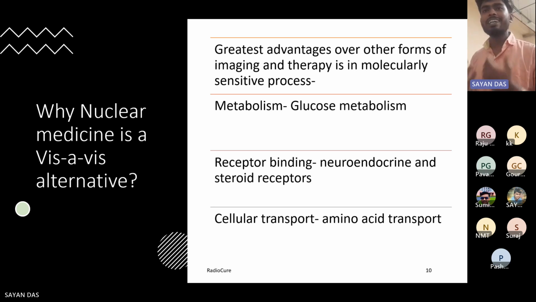Whenever we are taking a normal, anatomical image, then CT or MRI is good. But whenever we are taking an image at a molecular level, then we have to depend on nuclear medicine only, because nuclear medicine can specifically target glucose metabolism, receptor binding, and cellular transport. These three things are the advantages of nuclear medicine. It can target metabolism, like glucose metabolism by fluorodeoxyglucose, receptor binding by neuroendocrine and steroid receptors, like the PSMA receptor, and cellular transport, like amino acid transport in our body. Those things can be imaged by nuclear medicine procedures.